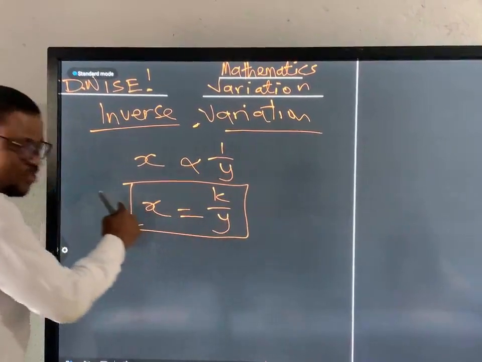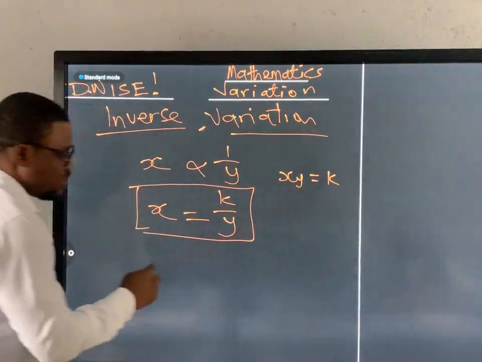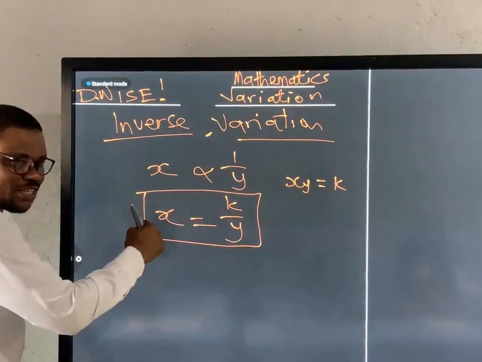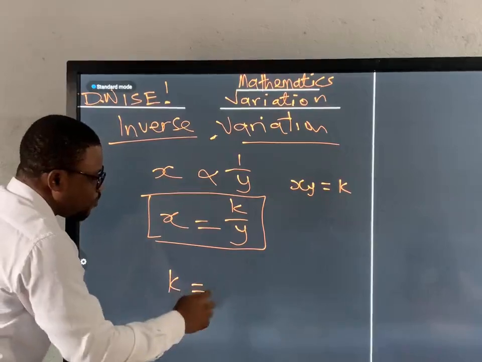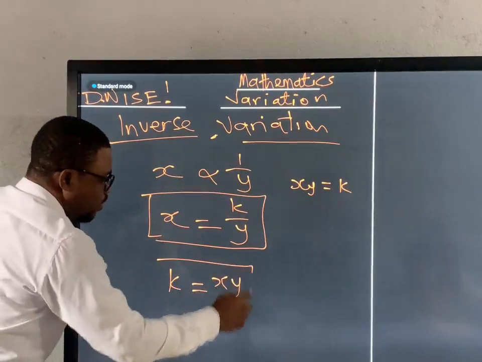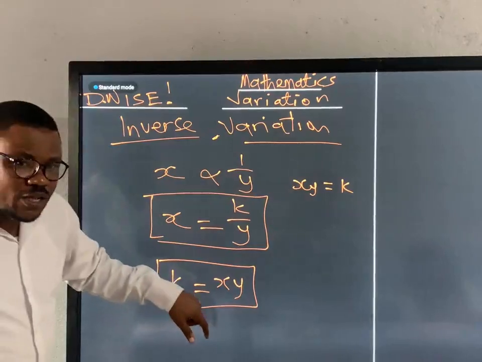And if I take this up, I'll get x times y equals k. So if I'm looking for the constant, I'll get xy. Are you with me? So I'm looking for k, which is xy.